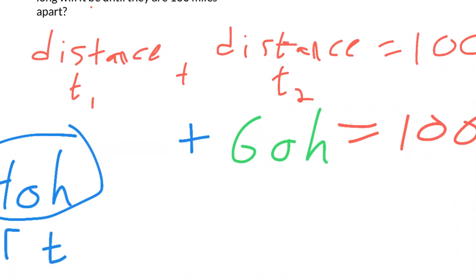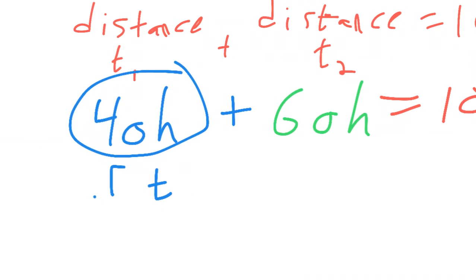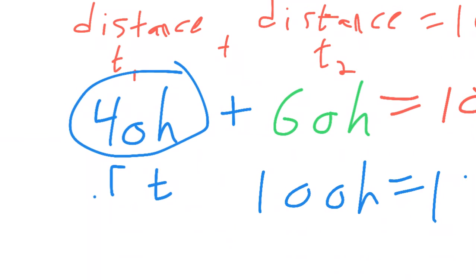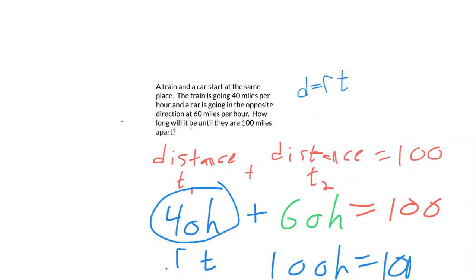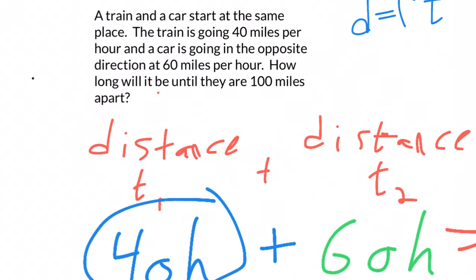Since it's 40h plus 60h, they're both h's, so that means they're both like terms. We can just say it's 100h. And in order to solve that equation, it's easy. h has to be 1, so we're just going to say it's going to take 1 hour for those two trains to be 100 miles apart.